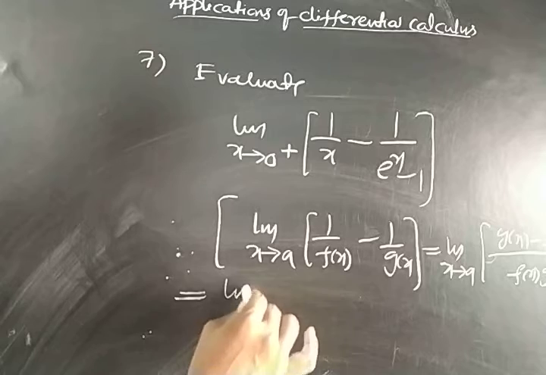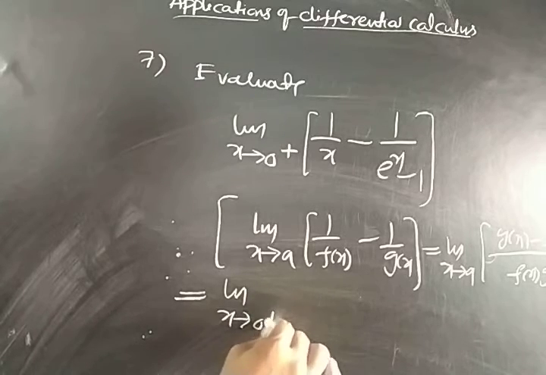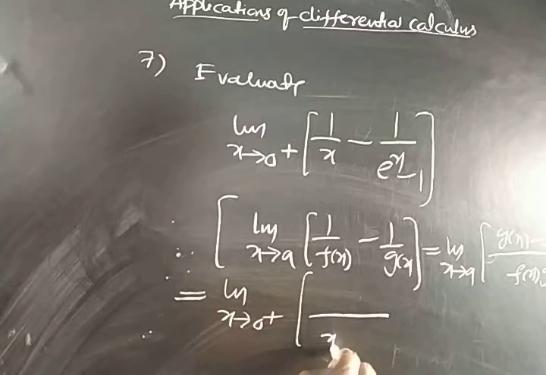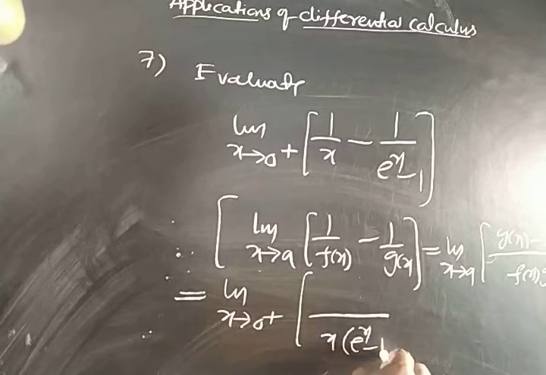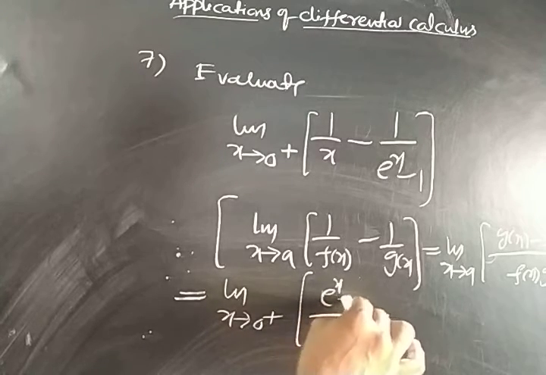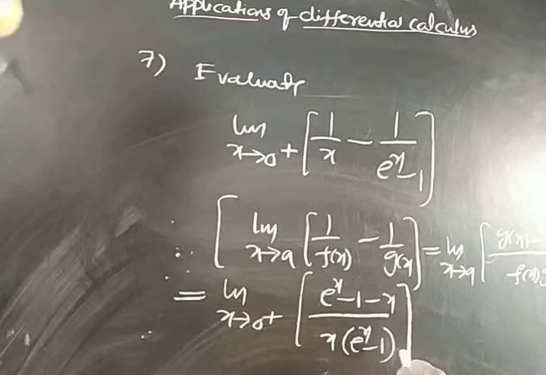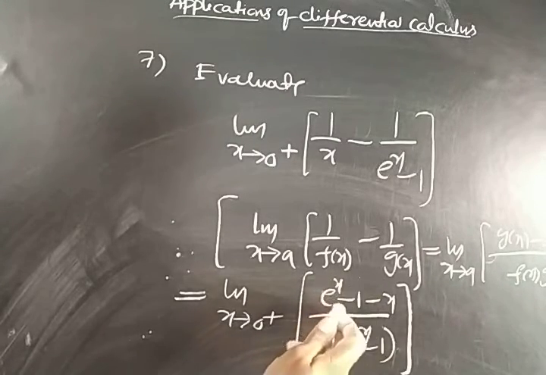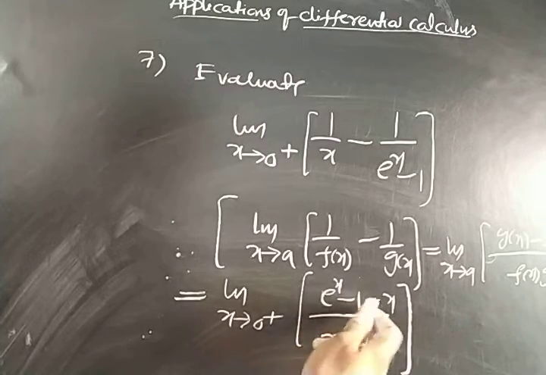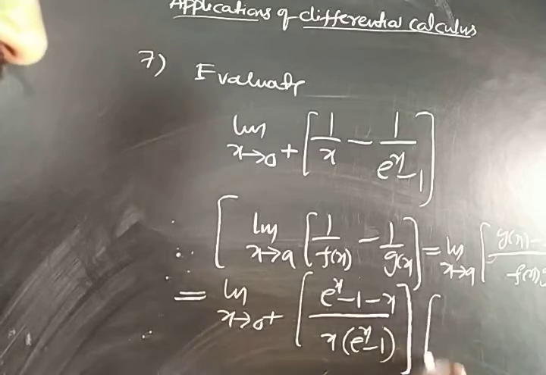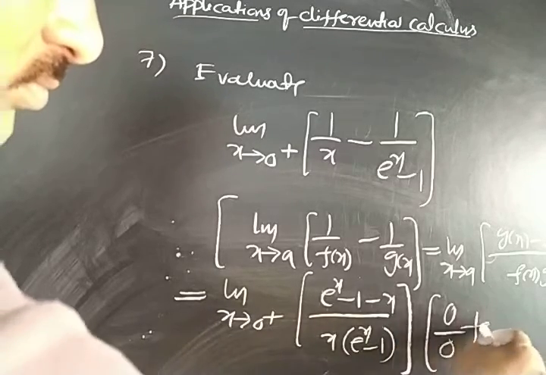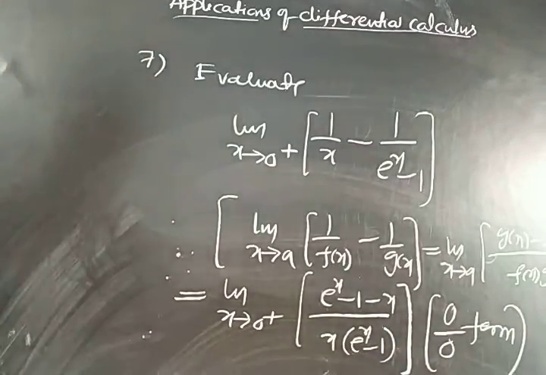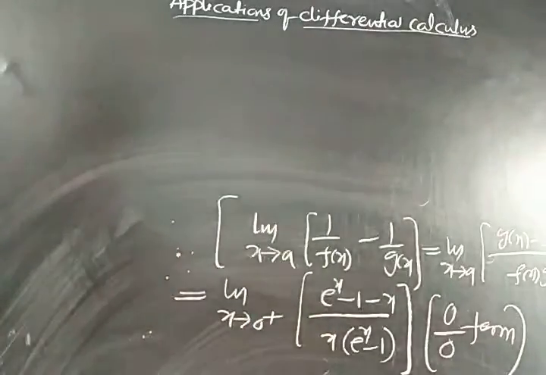So before substituting 0 in place of x, I am taking the LCM. What is the LCM? x into e power x minus 1. Numerator e power x minus 1 minus x. Now I will substitute 0. e power 0 is 1, 1 minus 1 0, here also 0, this is 0 by 0 form. Now I am applying L'Hospital.